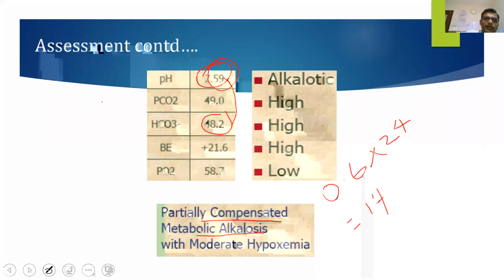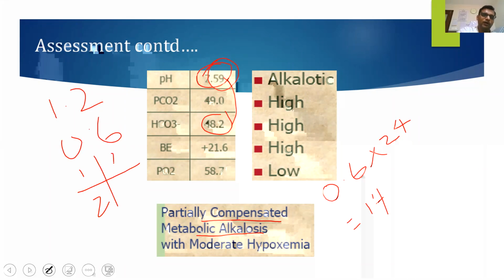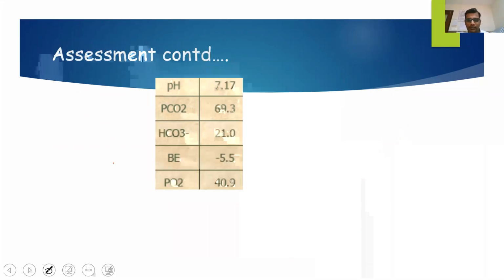So when you get an ABG, just write this. Just write 1.2, 0.6, and our 1, 2, 3, 4. Write it on a paper and then start doing the exercise. Okay. Now third example.